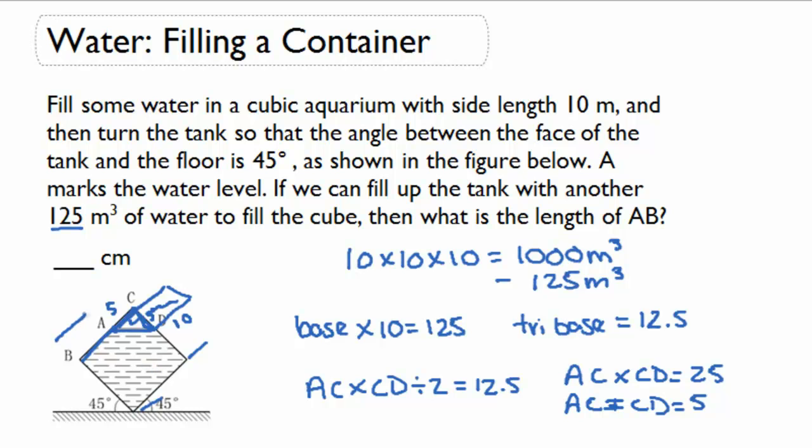If we know that the entire distance from B to C is 10, since we have a cube with side length 10 meters, then we know that AB is equal to BC minus 5, which is 10 minus 5, which is 5.